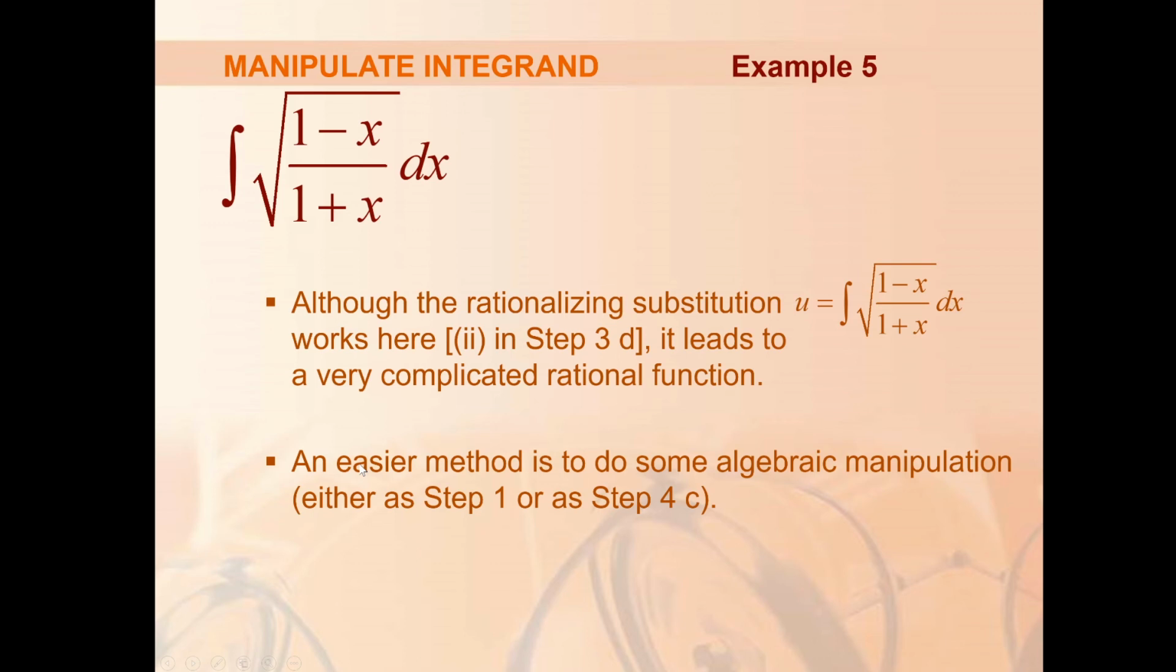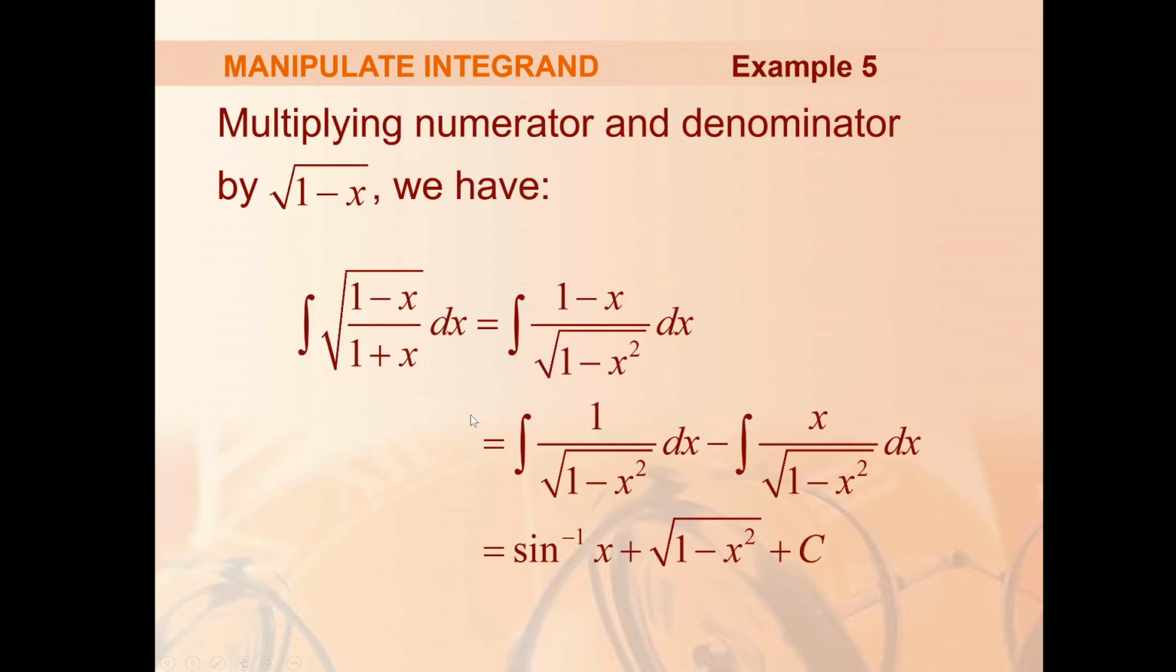And something like the integral of square root of (1 minus x) over (1 plus x). This one, if you try to use u substitution, is going to lead to very complicated rational functions. So it's easier to use algebraic manipulations. What we can do is separate the radical, top and bottom, and then rationalize the numerator. Once we multiply the square root of 1 minus x top and bottom, we end up with 1 minus x over the square root of 1 minus x squared. And then the denominator is just a common denominator.